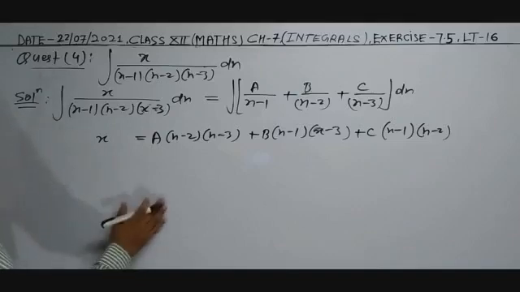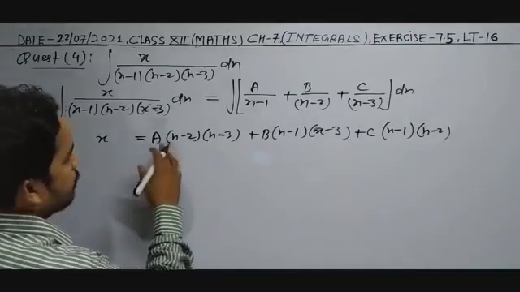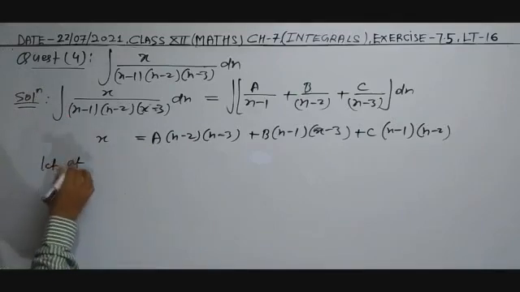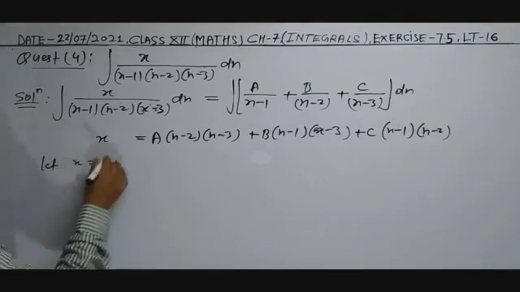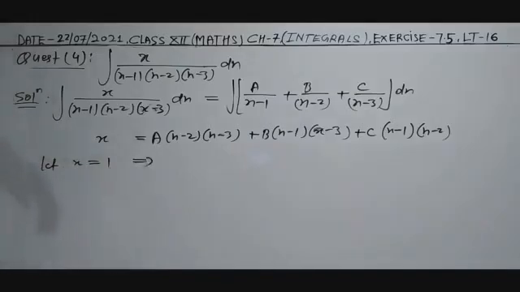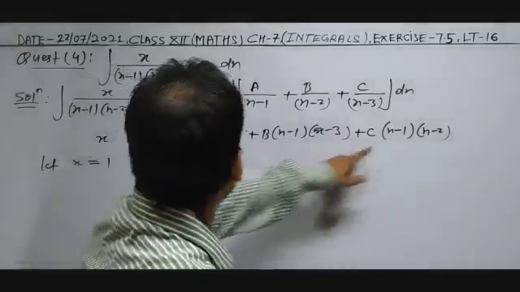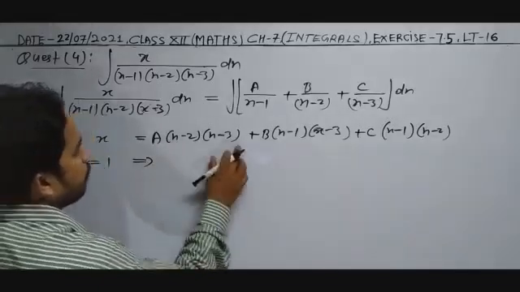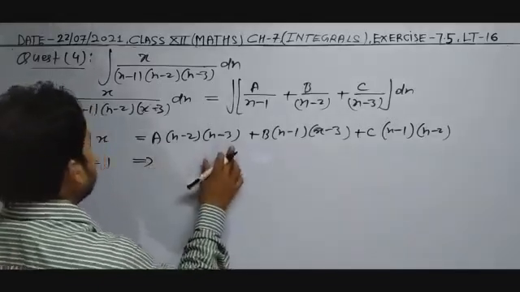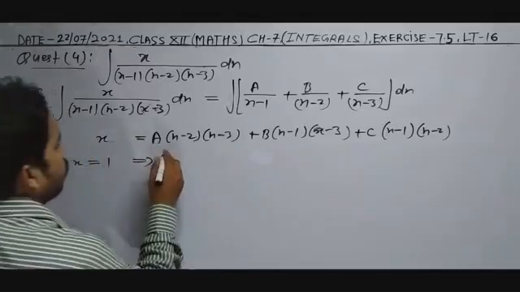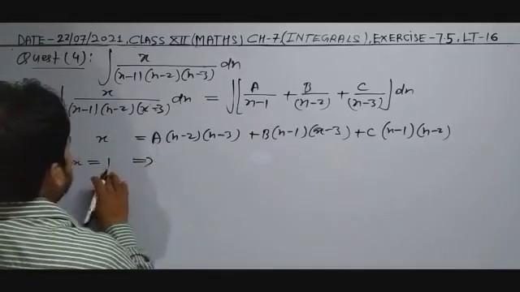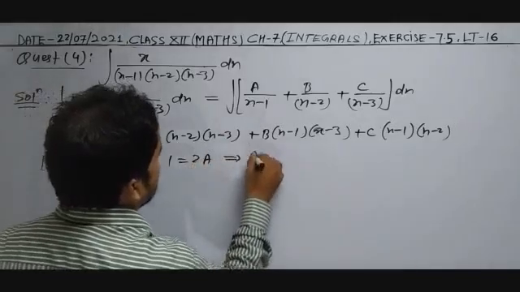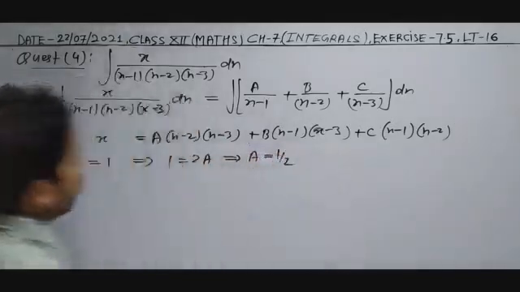Suppose we consider x is equal to 1. This implies this term will be 0, this term will be 0. At x is equal to 1, this will be minus 1, minus 2, and minus 1, minus 2 means 2 times 1. This is 2, meaning 2a is equal to 1. So 1 is equal to 2a, this implies a is equal to 1 by 2.